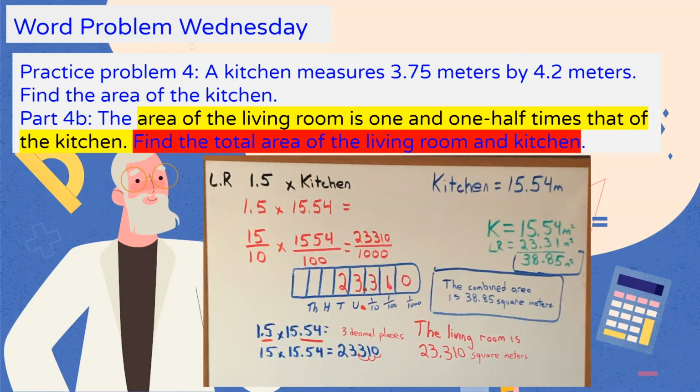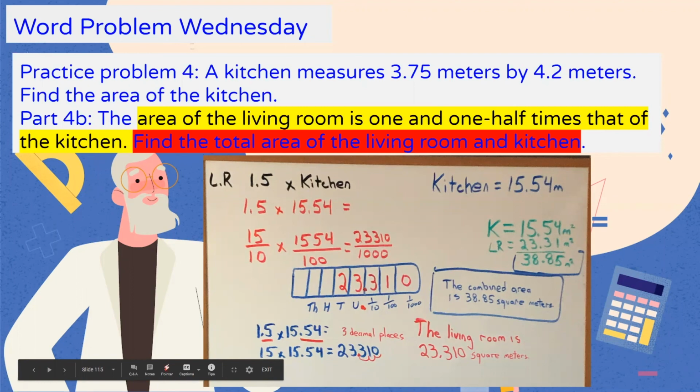Now, we can also use my shortcut method. 1.5 multiplied by 15.54 is the same as 15 times 1,554. And that would give us a total of 23,310. Again, we have 3 decimal places, so we move back 1, 2, 3. And what do we wind up with? 23.31, the same that we had up here. And so now we know the area of the living room is 23.31 square meters.